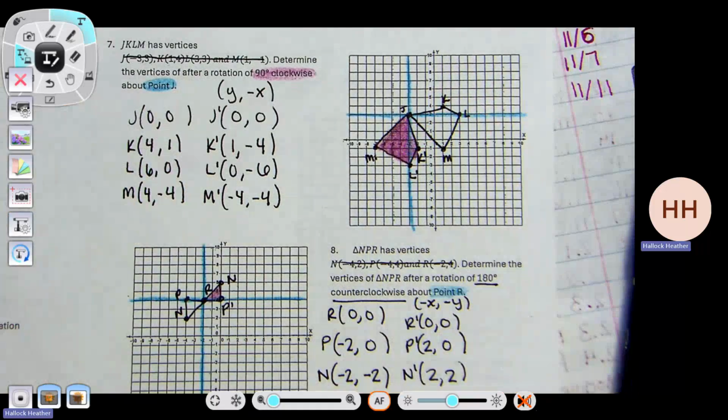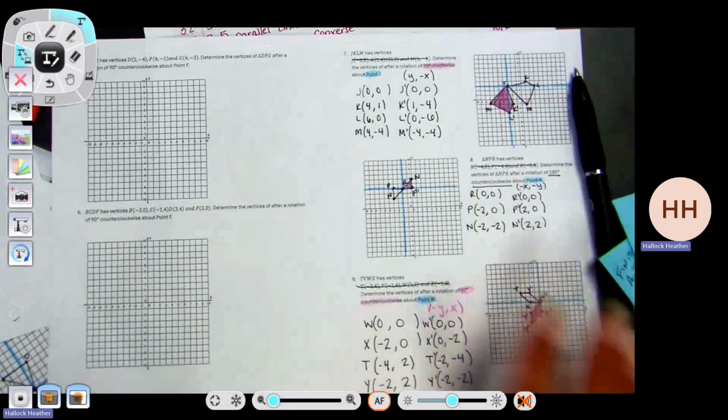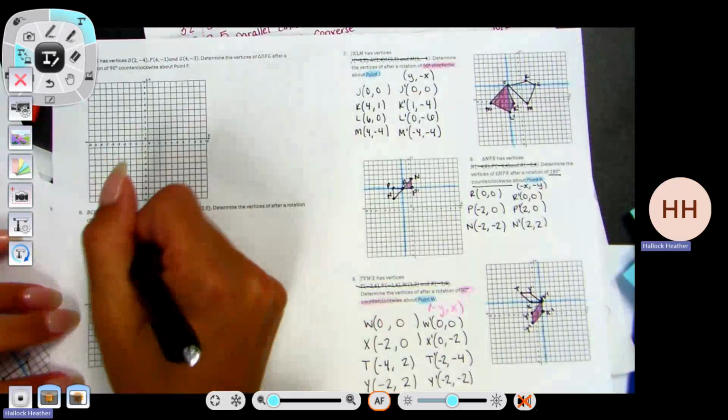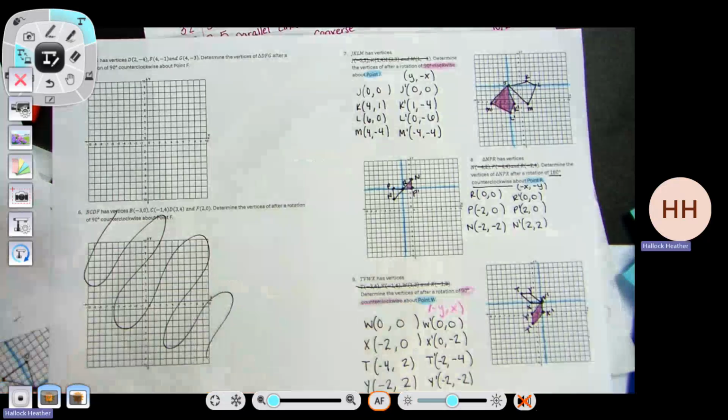Has anybody done number 6 yet? Has anybody done number 5? Yes, you finished it completely. You guys can cross out number 6. You don't have to do number 6. And then when you're done, you're gonna turn it in to the bin. Because it's classwork, it's going in the bin.